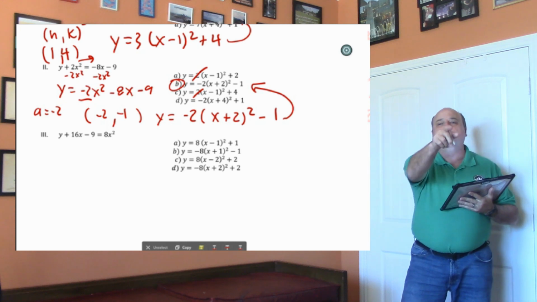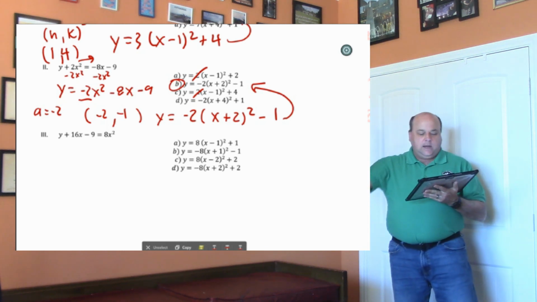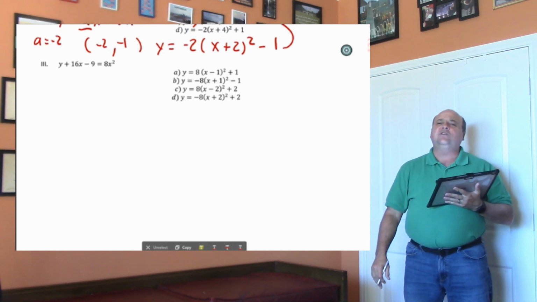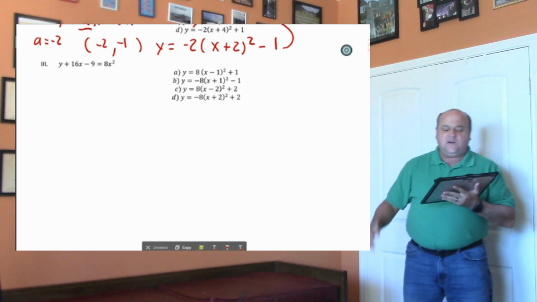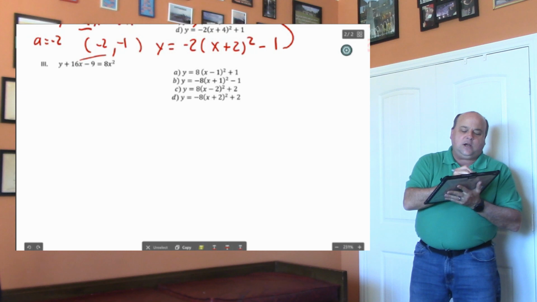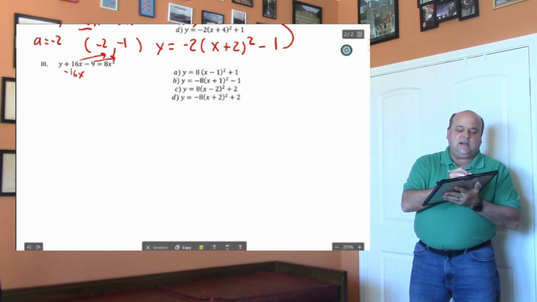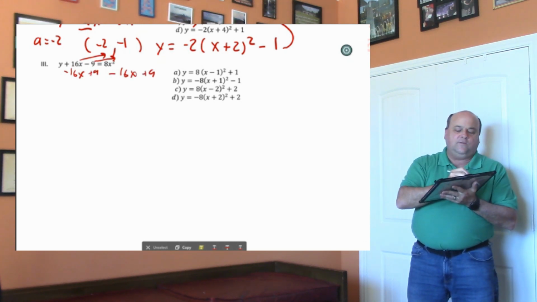Oh, that's more power. And then the last one we're going to do in the notes. This is horrible, isn't it? All the fun's gone. Okay, so on this one right here, we have to move over the 16 and the 9. So we're going to subtract the 16x, and then we're going to add the 9, aren't we? The signs are just going to flip when you move it across.